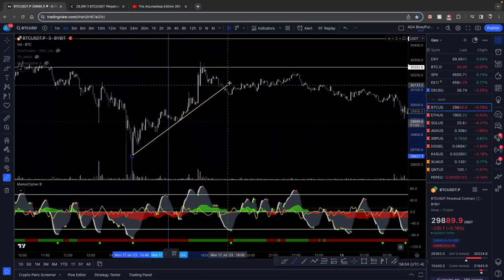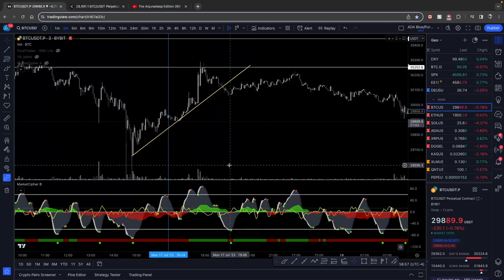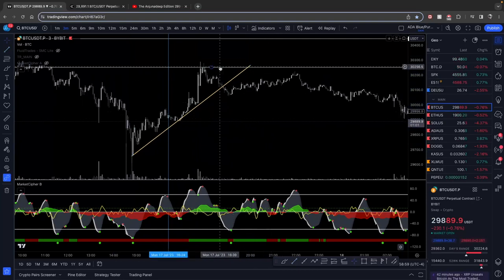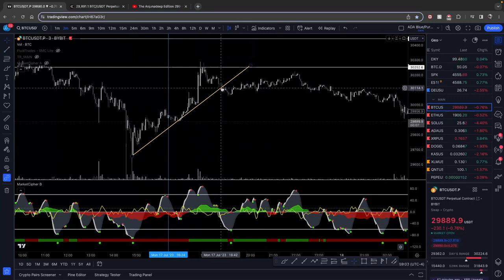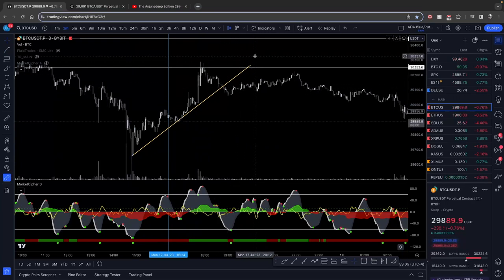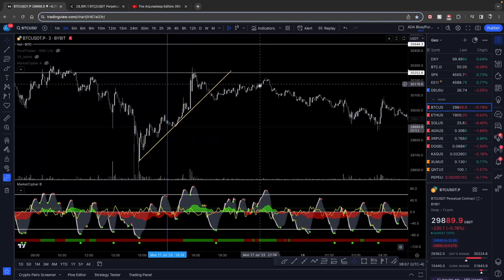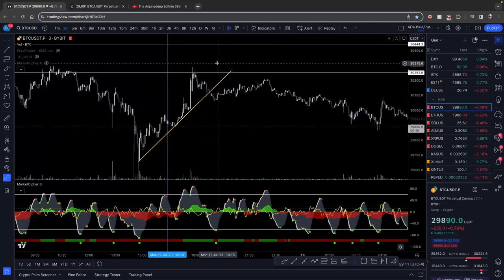So we had this low and we had that. Okay, if you want to, you can wait for the break, right? We broke the trend line. We didn't continue higher like we expected to do, right? We had potentially, this is probably a golden pocket.